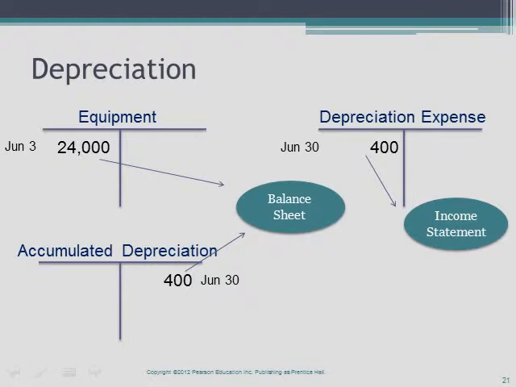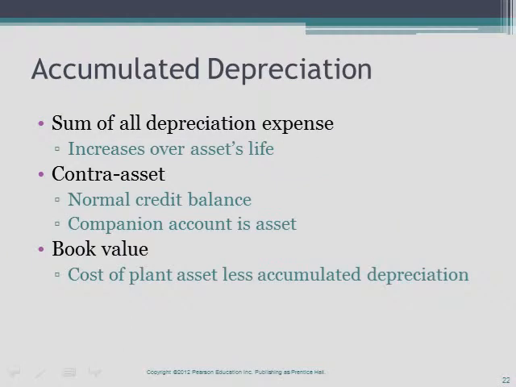Here we can see the T accounts for equipment, accumulated depreciation, and depreciation expense, and we see the impact of these journal entries. We do note too that the equipment account is not affected by the adjusting entry recording depreciation. Accumulated depreciation is an account that shows the sum of all the depreciation expense from using the asset. Therefore, the balance in the accumulated depreciation account increases over the asset's life.